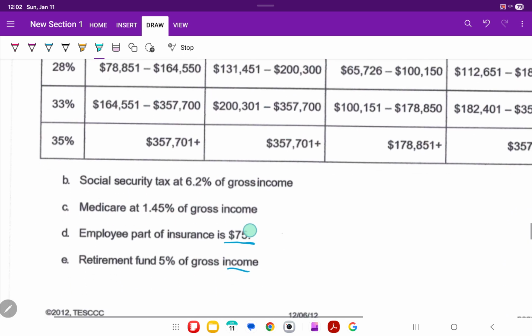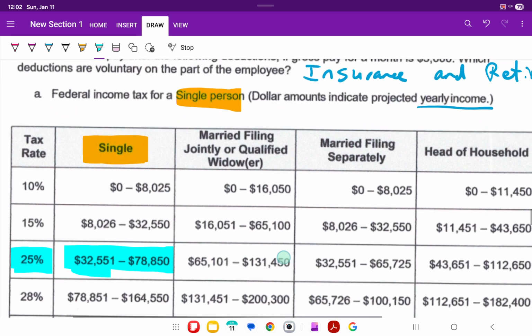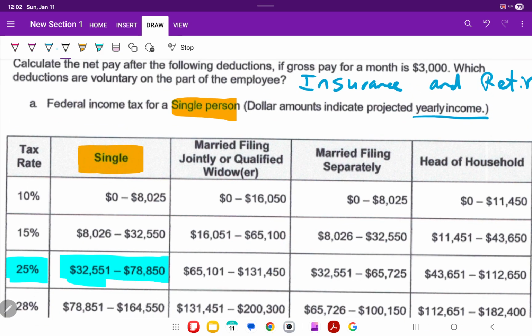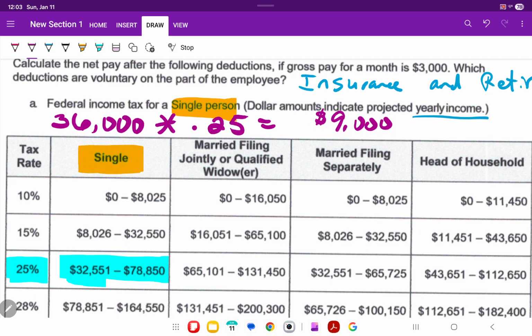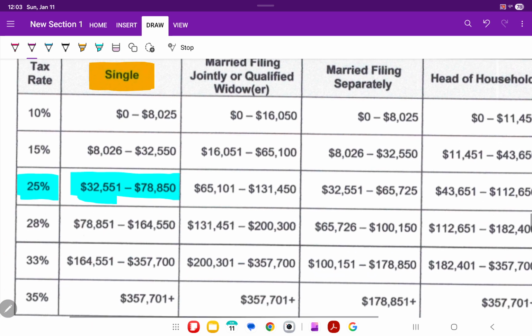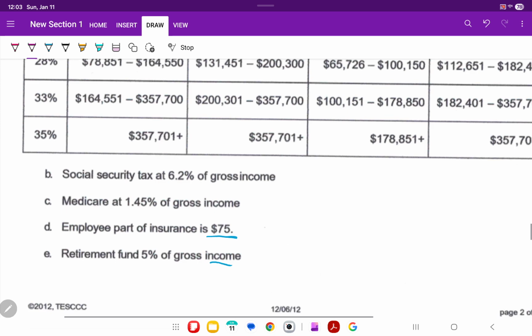Okay, so down here, what we do is we're going to take 1/4 of 36,000, which would be $9,000. Seems kind of sad, doesn't it? So $9,000 is going to go to federal income taxes.